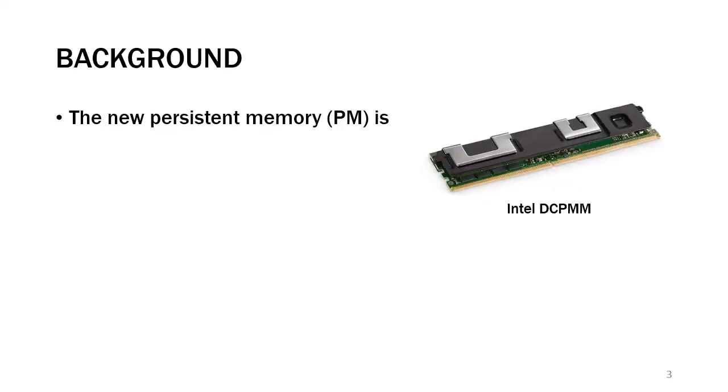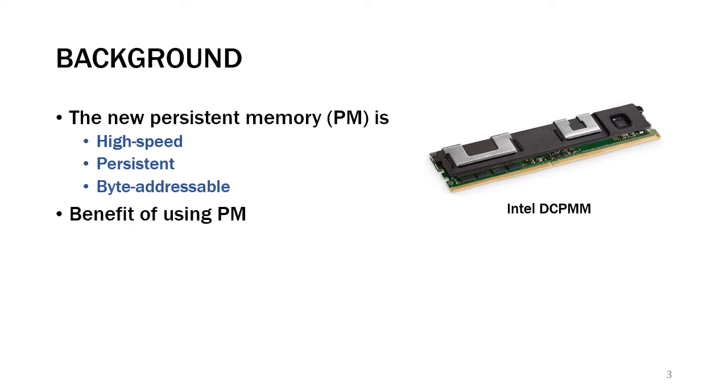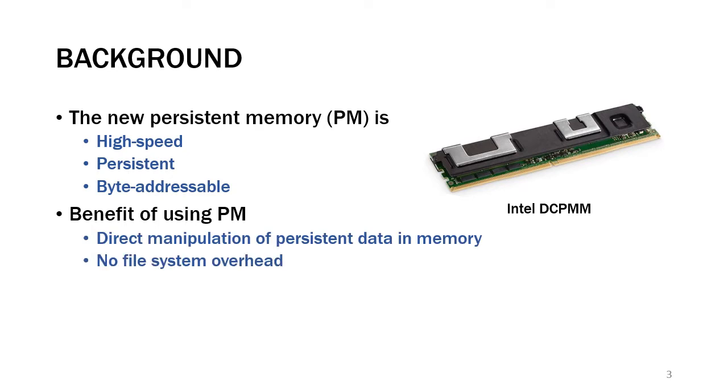The new persistent memory is high-speed, persistent, and byte-addressable. For example, the figure shows an Intel DC persistent memory that sits on the memory bus. And the benefit of using persistent memory is the program can directly manipulate persistent data in memory without going through OS overhead, such as the file system.